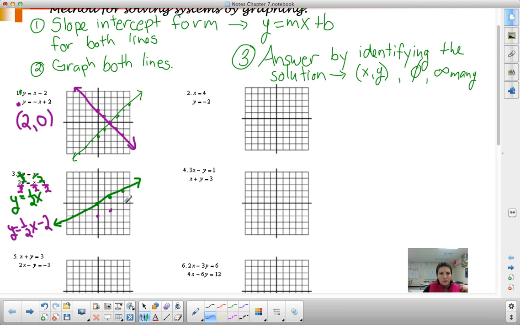What do we know about parallel lines? Well, we know they have the same slope. Did you notice that my green line and my purple line both ended up with a slope of 1/2? That's how I know they're parallel. That's also how I know they're never going to cross. So instead of writing a solution as an ordered pair, since they don't have any common points and never intersect, my correct answer is no solutions, or empty set.